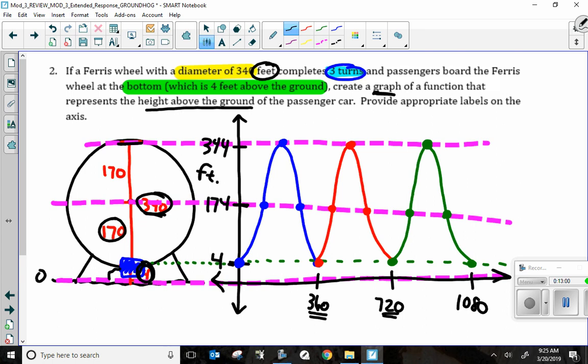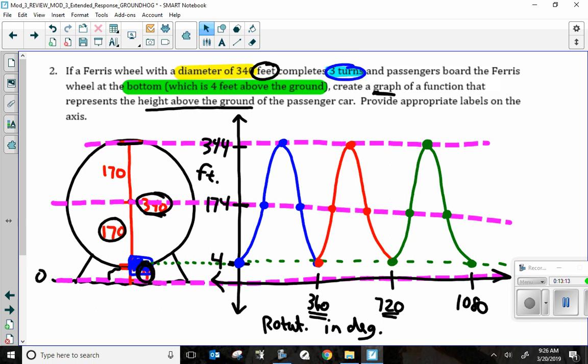There you go. And this is rotation or turns in degrees. Okay, that's perfect. We follow. First turn, I'm following the blue curve. The midline to the top, back to the midline, down low. Then now I'm on the red one. So from the bottom to the midline, to the top, to the midline, to below.